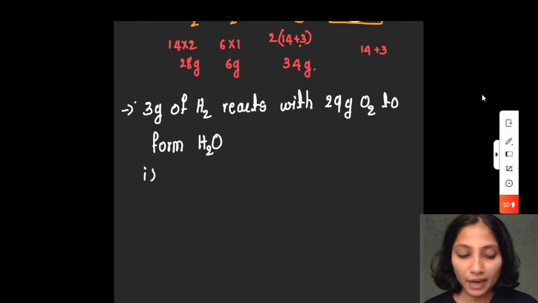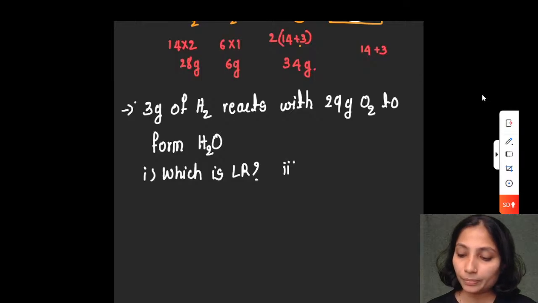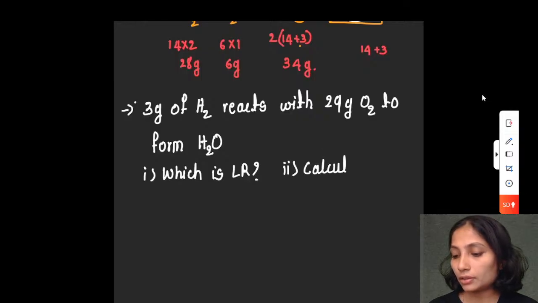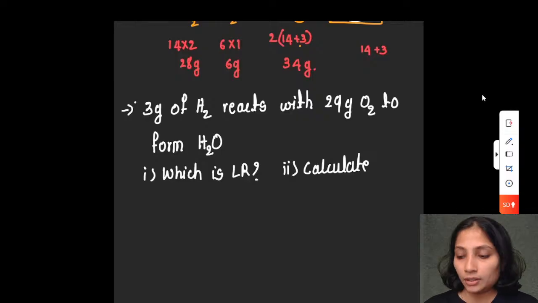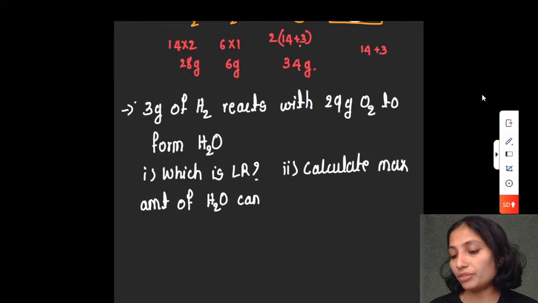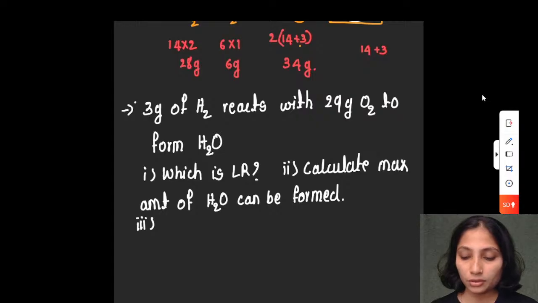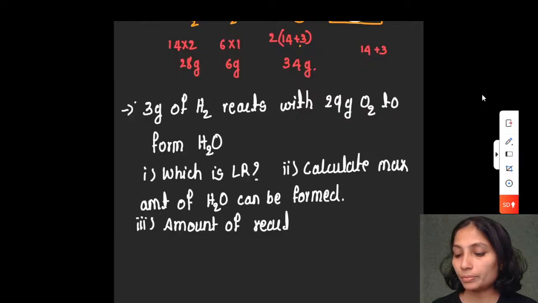What we have to calculate? First one, which is the limiting reagent, and second one, calculate the maximum amount of H2O that can be formed, and third one, the amount of reactant left unreacted.